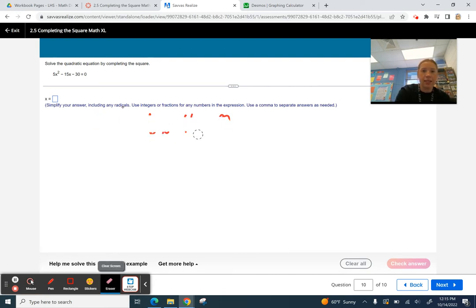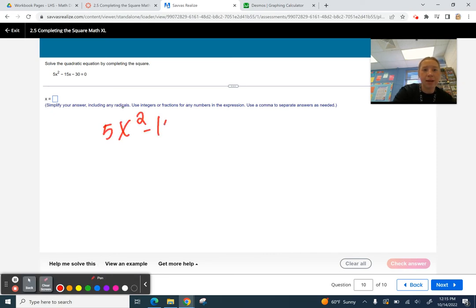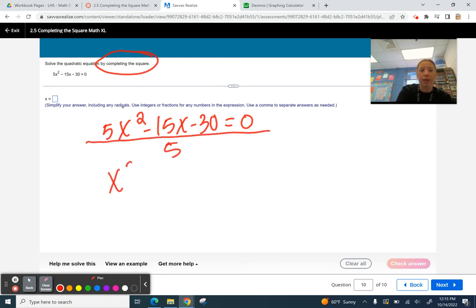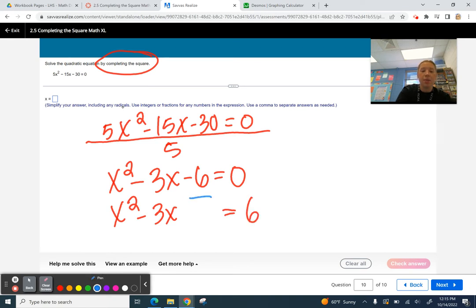Let's erase that. I have the equation 5x squared minus 15x minus 30 equals 0. And it says solve this by completing the square. So I am going to first divide everything that I see by 5. I'm going to get x squared minus 3x minus 6 equals 0. That is not a perfect square trinomial. So I am going to move my constant term to the other side of my equal sign, and I'm going to leave myself some space to complete my square, my perfect square trinomial.